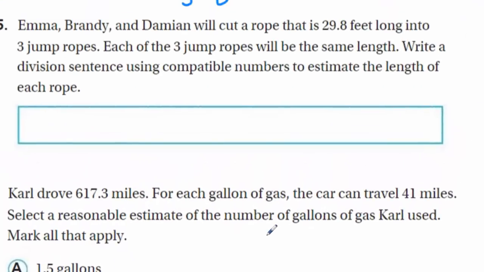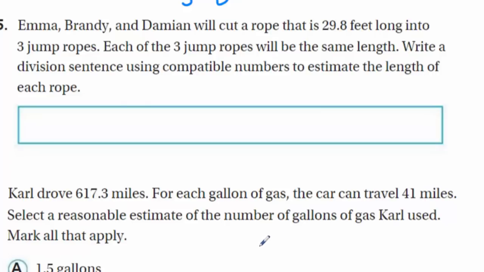Emma, Brandy, and Damien will cut a rope that is 29.8 feet long into 3 jump ropes. See that right away? 29.8 feet. Sounds to me like a dividend, and we're going to cut that into 3 jump ropes. You can see how this is going to be our divisor. Each of the 3 jump ropes will be the same length. Write a division sentence using compatible numbers to estimate the length of each rope.